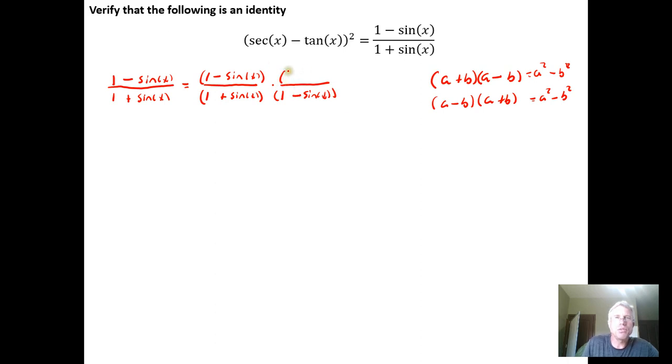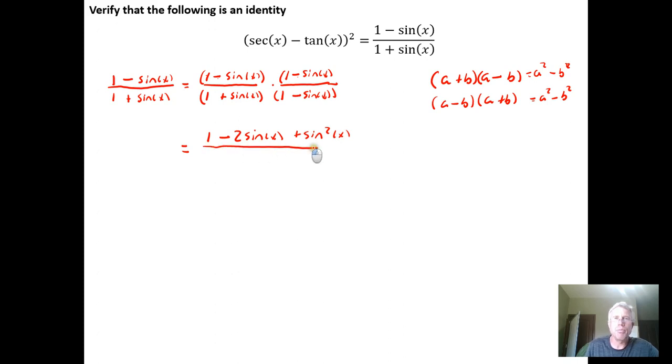And this is going to be useful because in the denominator we're going to wind up getting an a squared minus b squared form. So it's going to be 1 squared minus sine squared, or 1 minus sine squared, which will be a Pythagorean identity, and it will allow us to simplify things. So multiply everything out, we get 1 times 1 is 1. We're going to get minus sine x times 1 two times. So we get 2 minus sine x's, 2 of the middle terms, and we get minus sine times minus sine is plus sine squared of x.